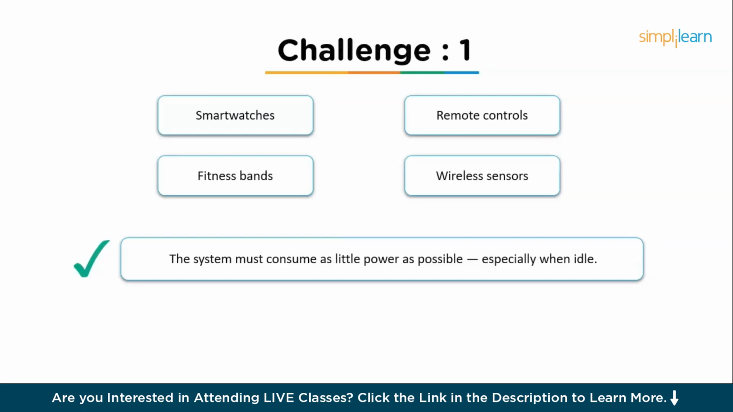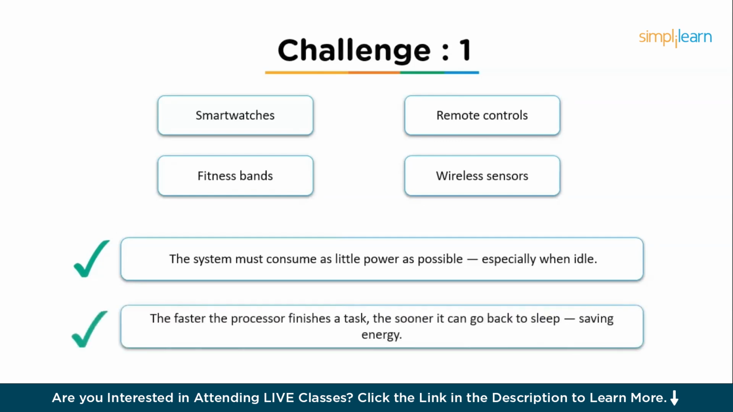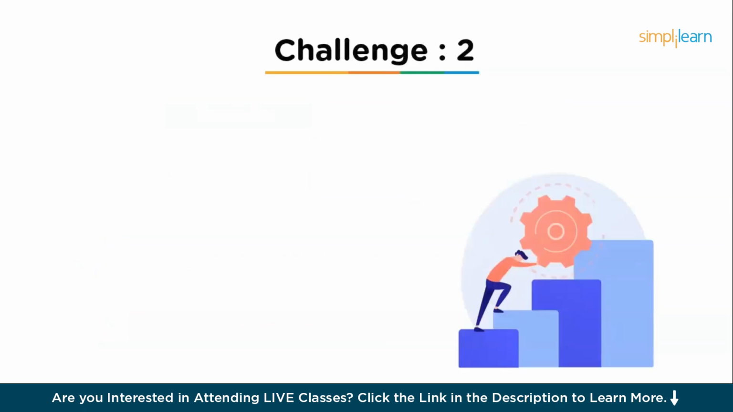That's why low power modes like sleep or deep sleep are used. Then we have optimizing the processing time. The faster the processor finishes a task, the sooner it can go back to sleep, saving energy. So in short, embedded systems must be smart about energy use. Every milliampere matters.